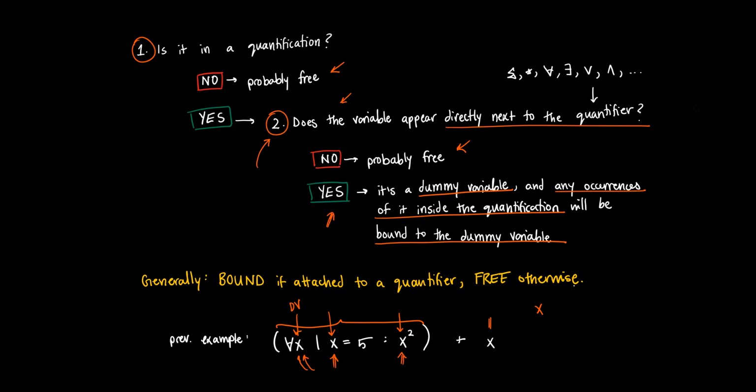Now, what if we wanted to ask ourselves about this occurrence of x out here? Well, the first thing that we can ask ourselves is, is it in a quantification? And right away, we can see that the answer is no. So it is probably free. And if we wanted to just verify this for ourselves, we can use this general rule of thumb here, which is that it's going to be bound if it's attached to a quantifier and free otherwise. If we take a look at this x out here, it's not attached to any quantifier. The x that is over here, again, is instantiating its own local x that is local to the scope of this quantification, which means that this is actually an entirely new x, and it's not attached to any quantifier, which means that it is free.